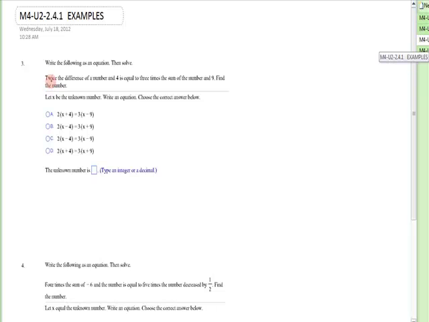All right, twice the difference. Now, that doesn't say twice a number. It says twice a difference. We've talked about this one other time in a video. Twice a difference means you're going to multiply 2 times the difference. Twice the difference of, here we go, a number and 4.